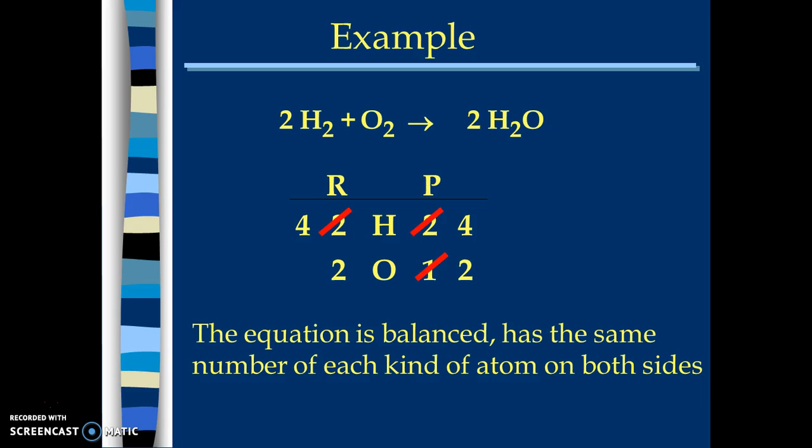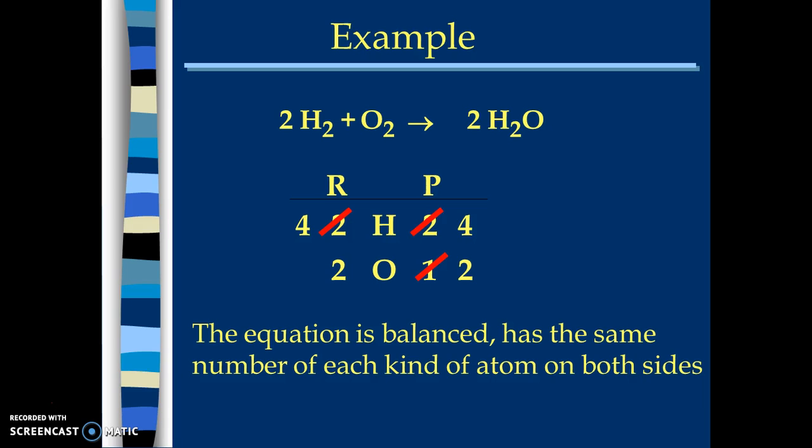So I've got 2 hydrogen molecules combining with 1 oxygen molecule to produce 2 water molecules. Anytime hydrogen and oxygen react, it is always in a 2-to-1 ratio. I always have to have 2 hydrogen molecules react with 1 oxygen molecule. If there's only 1 hydrogen molecule, the reaction will not take place.